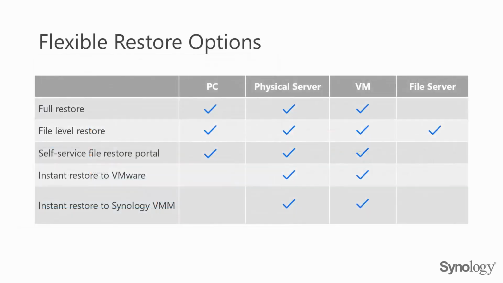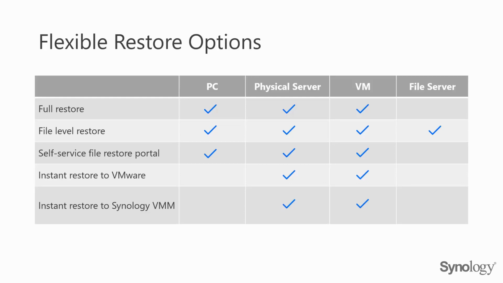Active Backup for Business has a myriad of different restoration options. Because we back up image files, we can do full restoration via bootable USB media. You can create a boot media, plug it into your device, boot off it, and restore your entire image. This can be done for PCs, servers, and VMs.